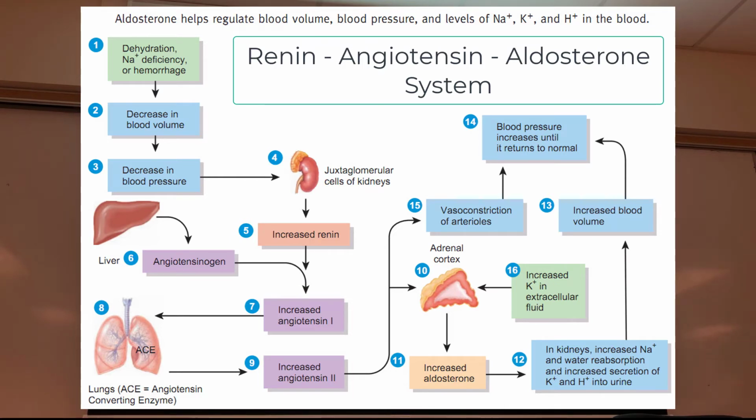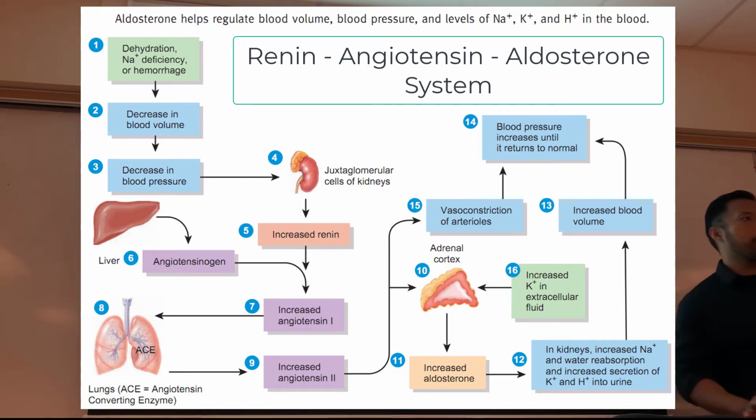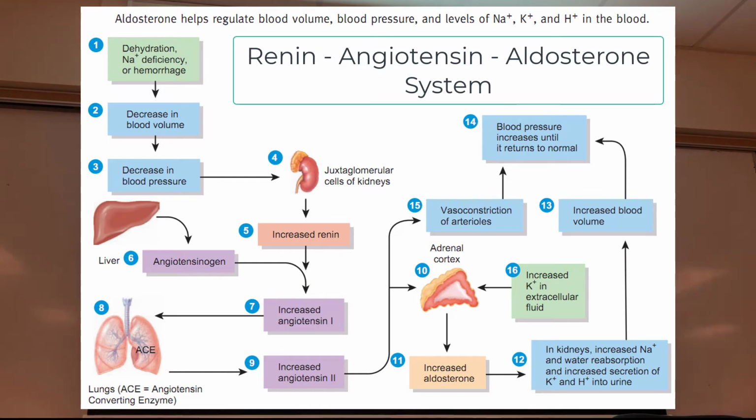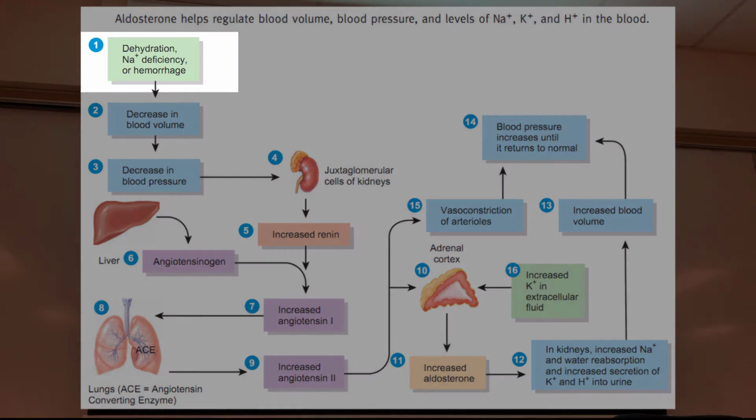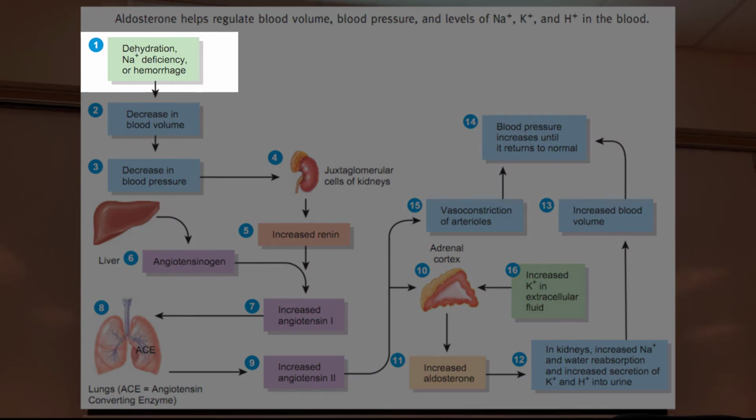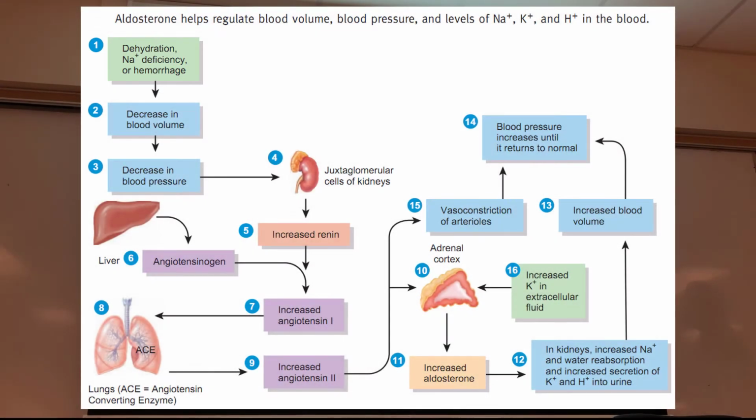The first thing we have to look at in this process is what the starting point is, what stimulates this system, and what the end product is. Our stimulus, in this case, is dehydration, low sodium, or hemorrhage, or loss of blood. So this takes place when we see low levels of sodium. And the only way you can get this to take place is to lose blood.